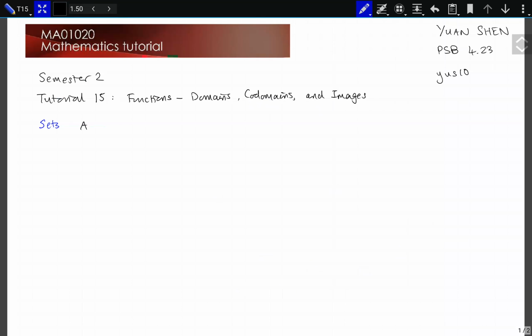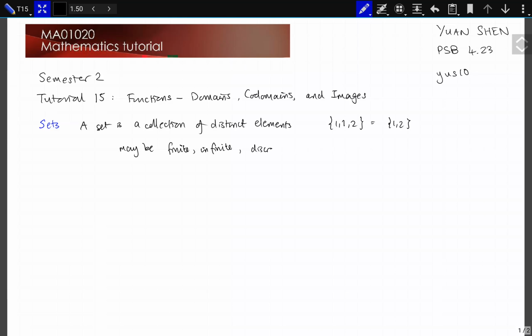A set is a collection of distinct elements, e.g. {1, 1, 2} is equal to {1, 2}. A set may be finite, infinite, discrete, or continuous. And like in stats, let's just categorize it in this way.